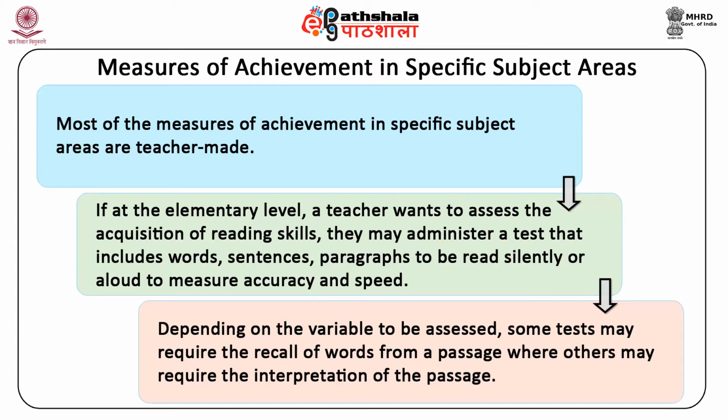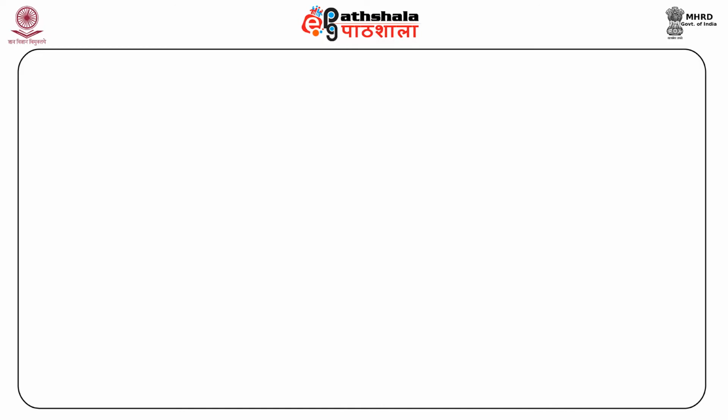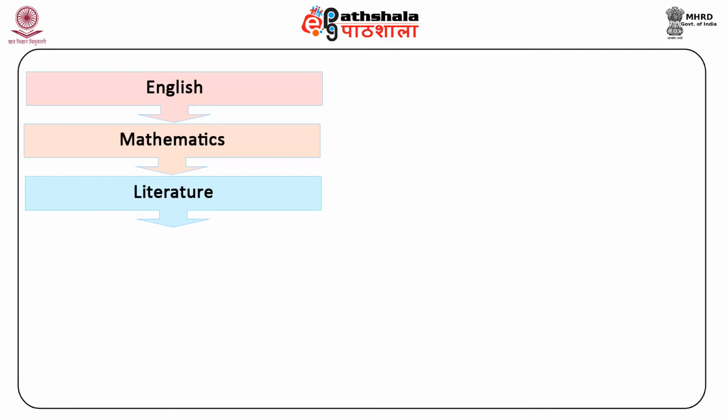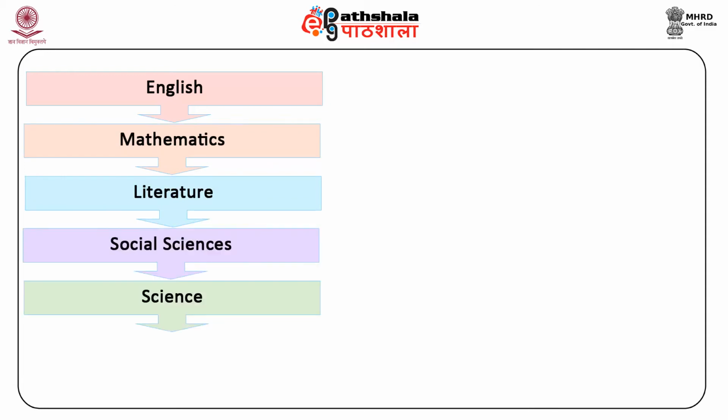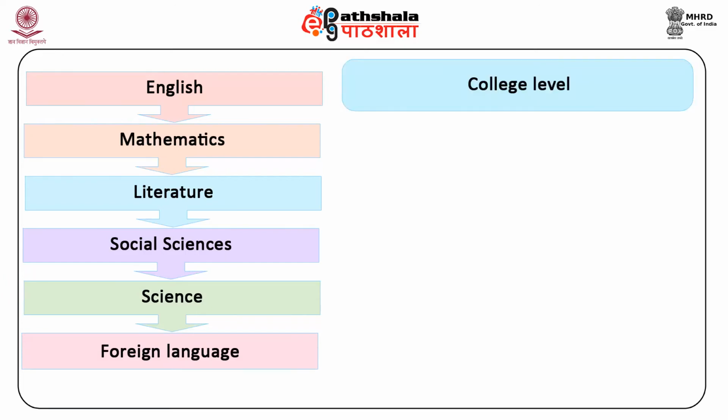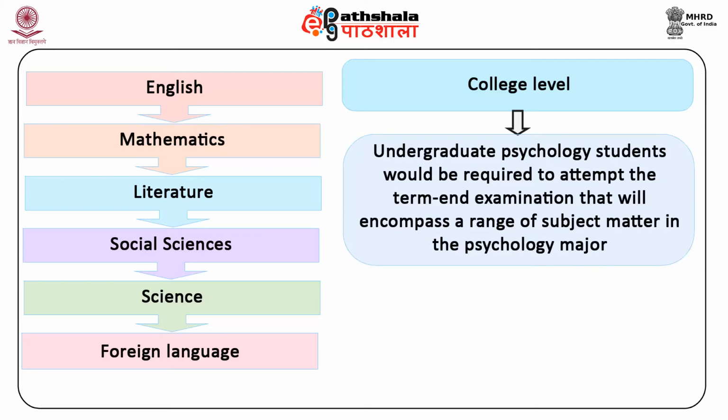Depending on the variable to be assessed, some tests may require the recall of words from a passage, whereas others may require the interpretation of the passage. At the secondary level, the achievement test may be diversified as per the specific subject areas such as English, mathematics, literature, social sciences, science, and foreign language, as in the Cooperative Achievement Test Battery. At the college level, undergraduate psychology students would be required to attempt the term-end examination that will encompass a range of subject matter in the psychology major.